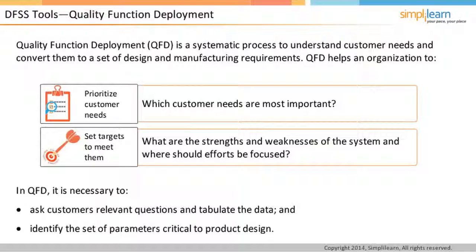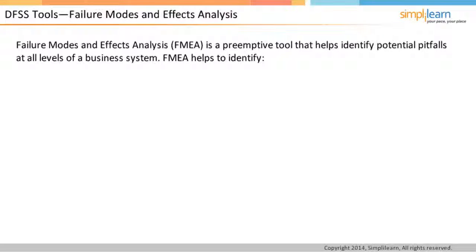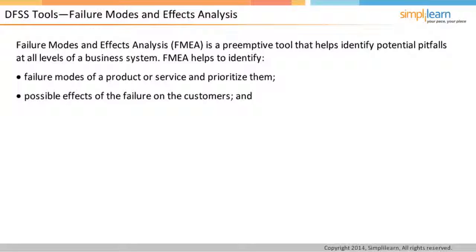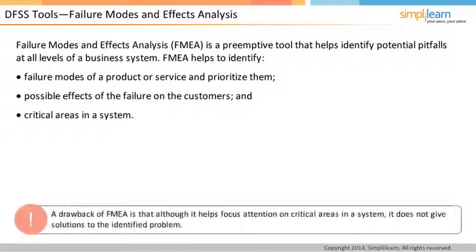Failure Modes and Effects Analysis, or FMEA, is a preemptive tool that helps any system to identify potential pitfalls at all levels of a business system. It helps the organization to identify and prioritize the different failure modes of its product or service and what effect the failure would have on the customer. It helps in identifying the critical areas in a system on which the organization's efforts can be focused. Note that while FMEA enables identification of critical areas, it does not offer solutions to the identified problems. We will look at the varieties of FMEA, such as DFMEA and PFMEA, in the next screen.